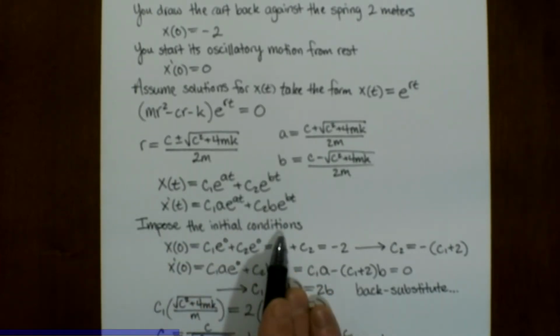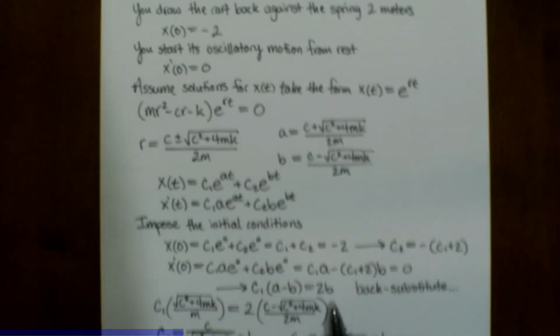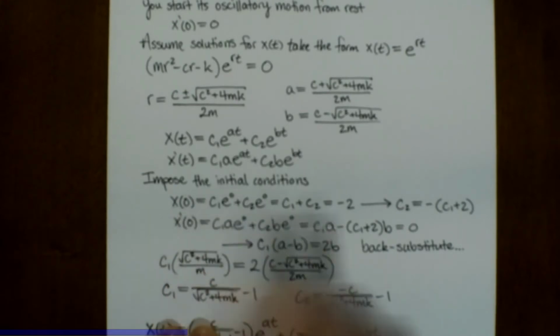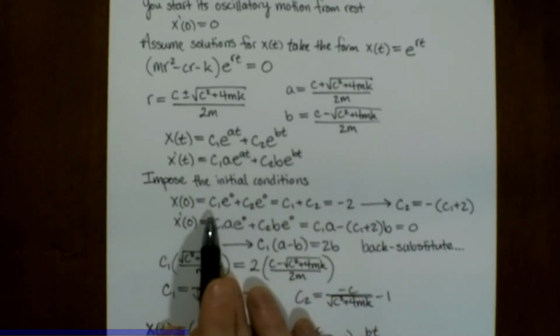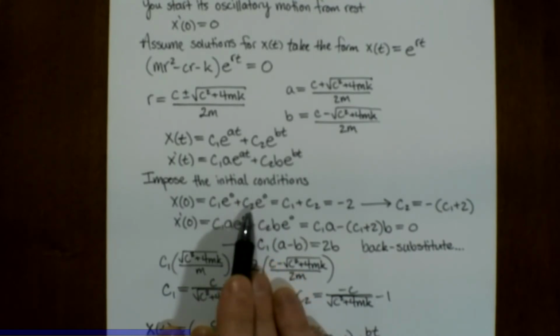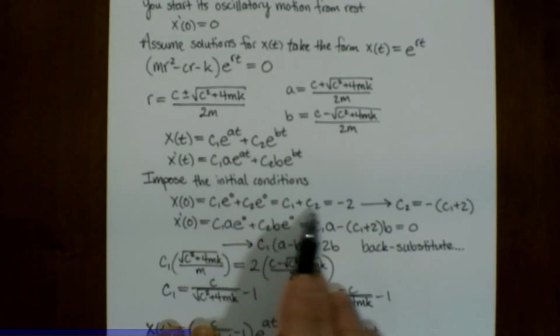So if we consider the first initial condition, where the displacement at time 0 is given by -2, we can say then that c1 e to the 0 plus c2 e to the 0, or simply c1 plus c2, is -2. And rearranging, we find that c2 is given by the negative quantity c1 plus 2. Now for our second initial condition, we know that the velocity is 0 at rest.